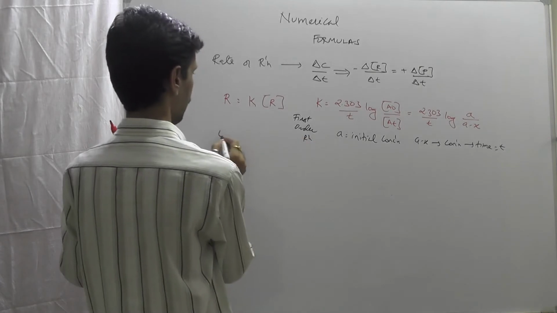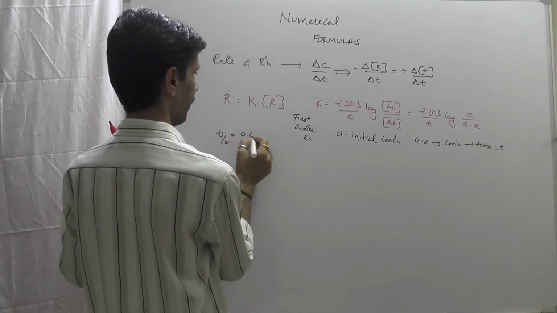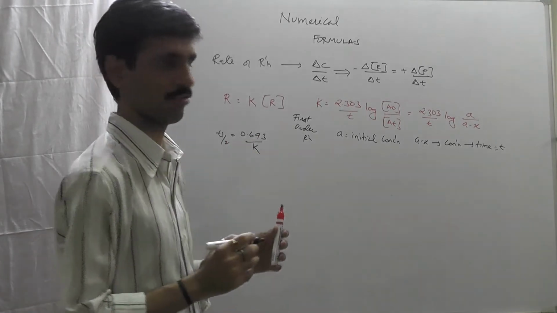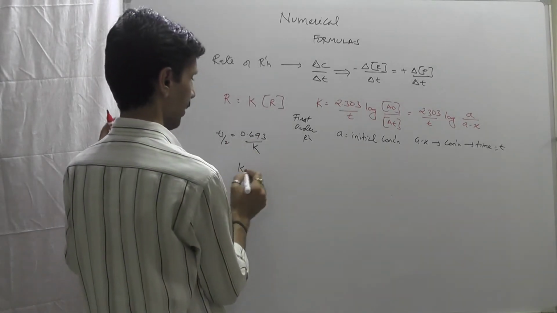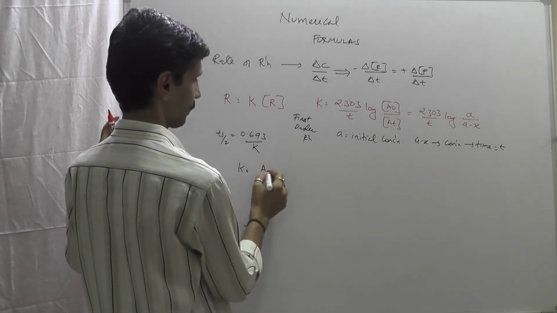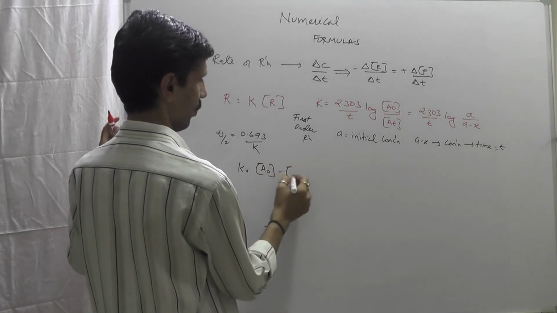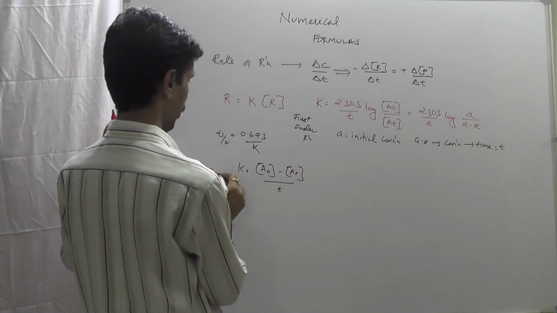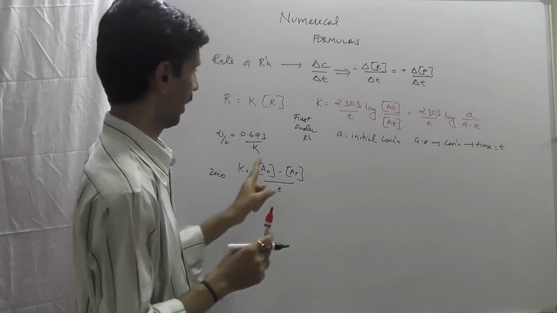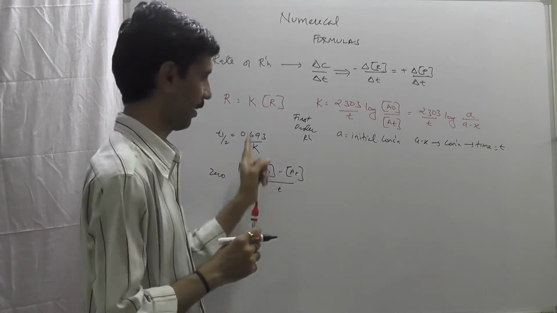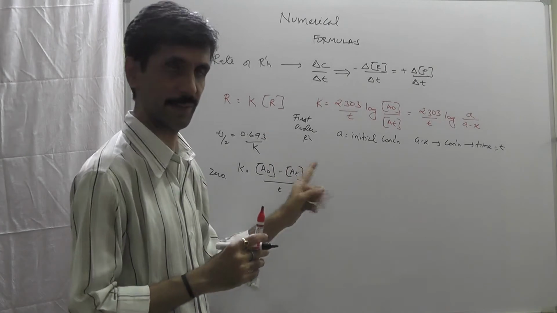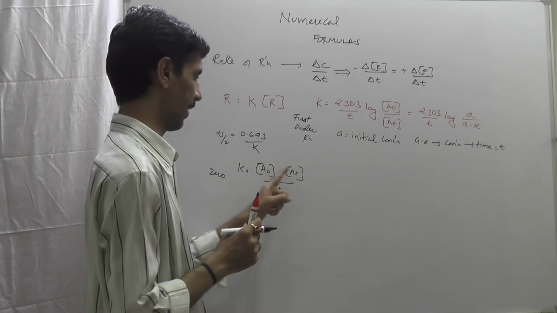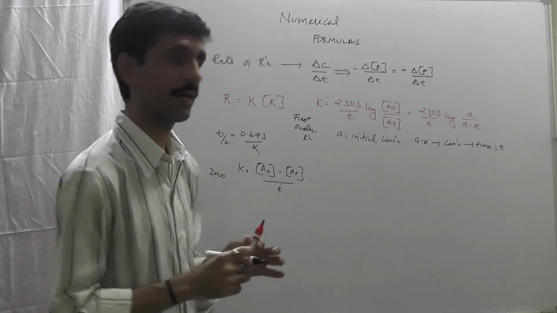उसी प्रकार से T half for the first order reaction is 0.693 upon K, जहाँ पर K is a rate constant. Next one is K is equal to A0 minus AT upon T, and this is going to be for zero order reaction. A0 मतलब initial concentration minus the concentration of the reactant at a particular time interval divided by what? The time. So that is A0 minus AT upon T, that is going to give you the rate constant for zero order reaction.